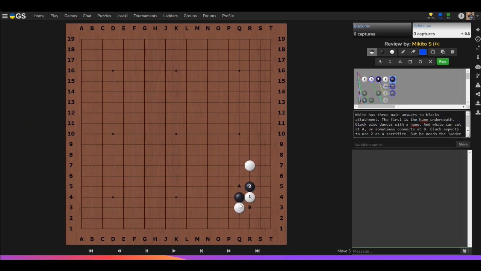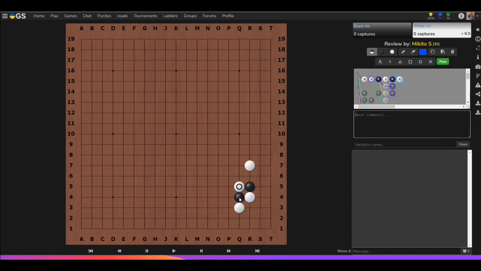Okay, so when white hanes here, black also dances with a hane, right? You can counter a hane with a hane. And white can cut at A or sometimes connect at B. I've seen both. A gets really confusing sometimes. B is pretty simple. Black expects to use A as a sacrifice, but he needs the ladder to be in his favor if black plays B.